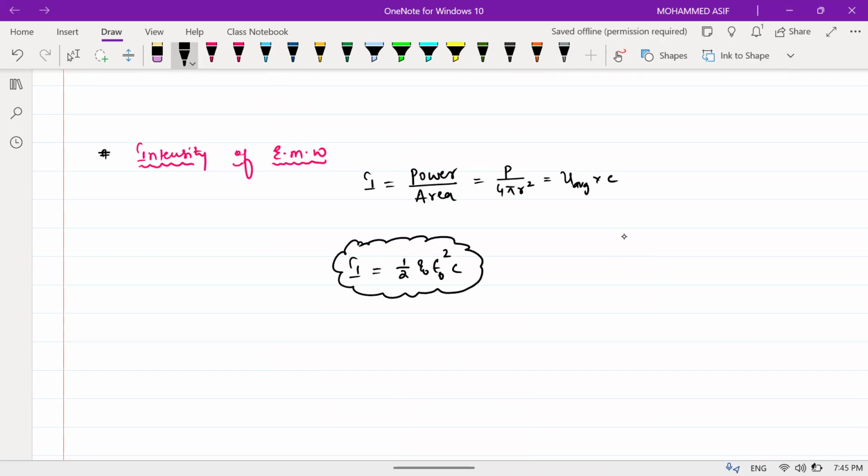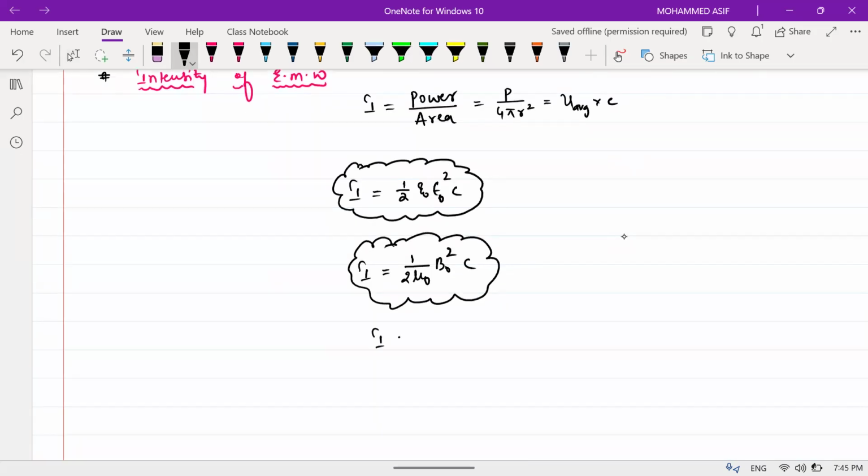In terms of magnetic field, intensity will be equal to 1 by 2 times mu naught into B naught square multiplied by speed of light. Clear? Intensity is also equal to 1 by 2 times mu naught into E naught square divided by C.